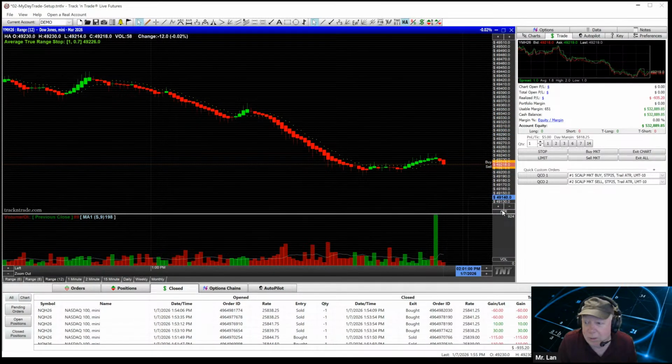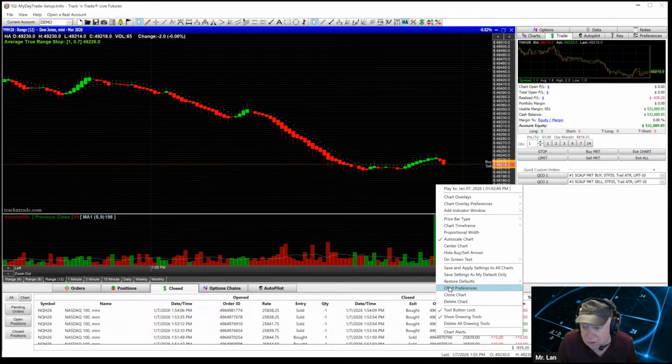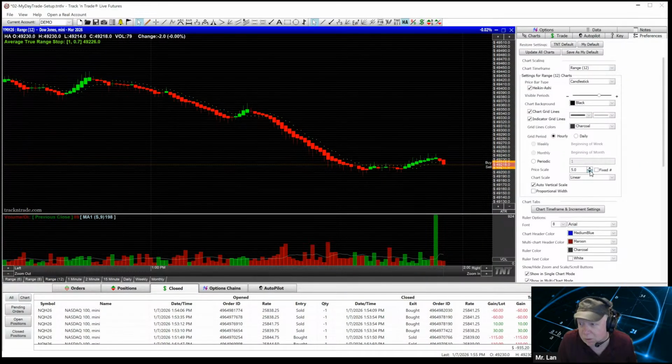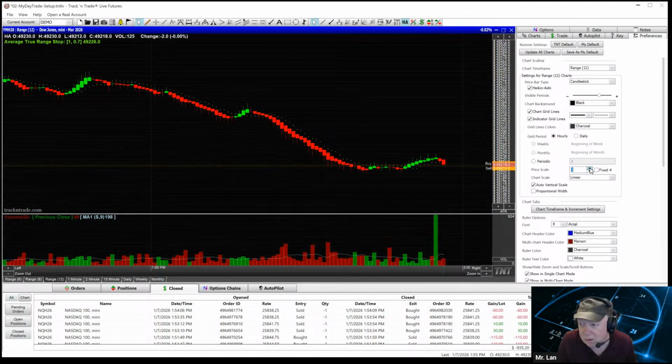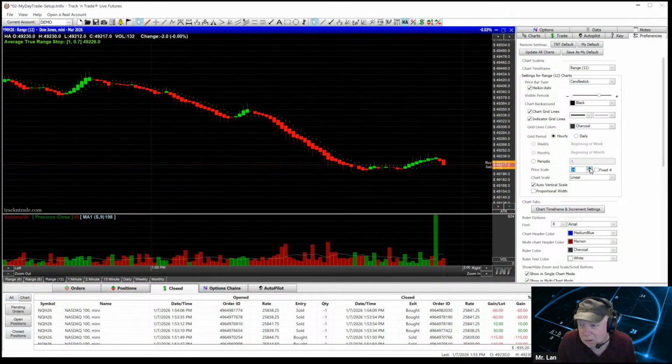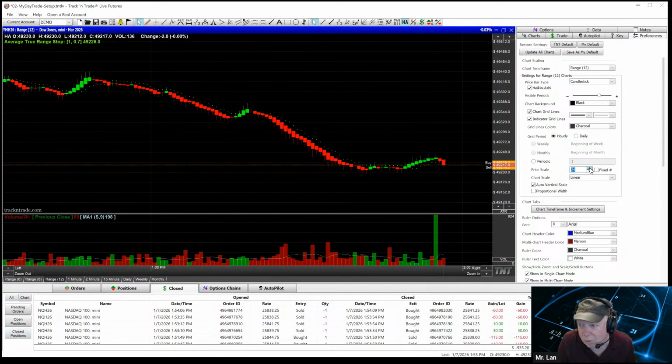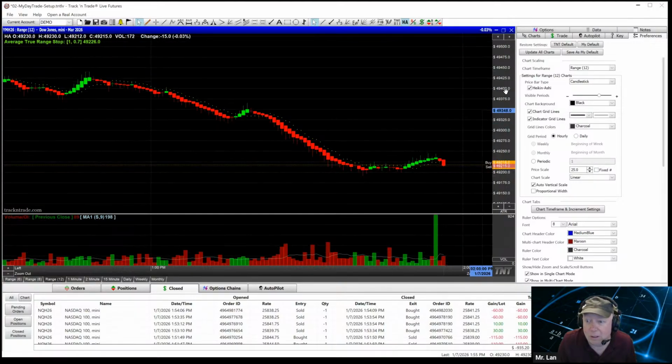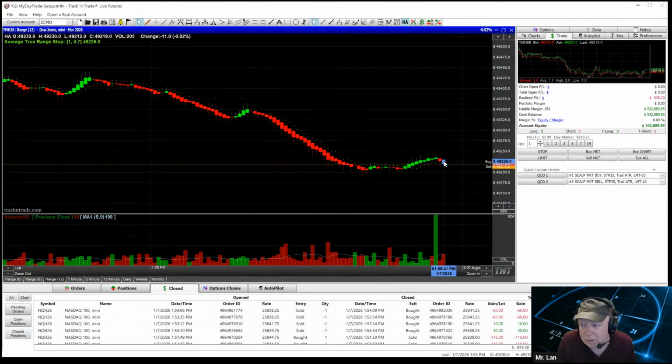We got too much on the, let's come in here and fix our chart preferences. We'll come in here and adjust this. I think we want this up here around 25. That looks good right there, 25. Okay, trade. We're going to be able to trade that. That's a little drop in there. Let's put one in and see what happens.